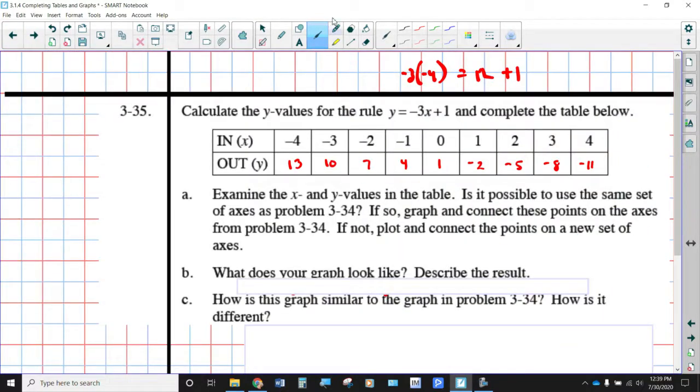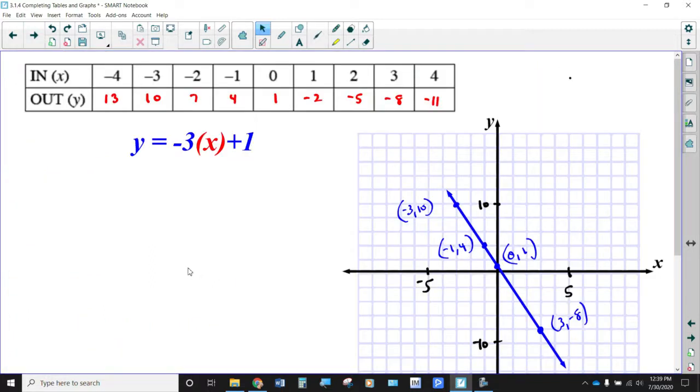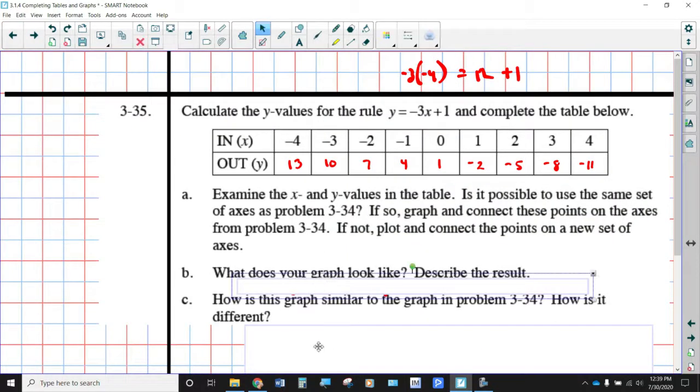Now let's go back for a second. There were a couple of questions there to answer. What does your graph look like? Describe the result. Well, it looks straight, doesn't it? And when you read the graph from left to right, this one goes down. So as x increases, y decreases. So our graph looks like a straight line going from left to right.